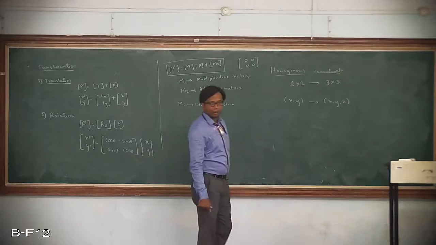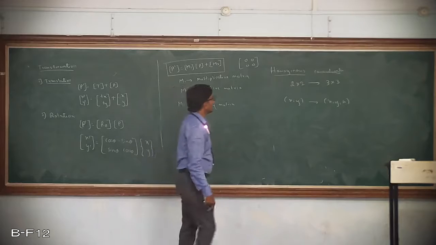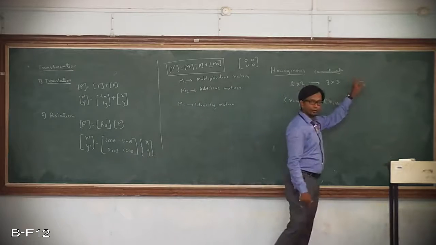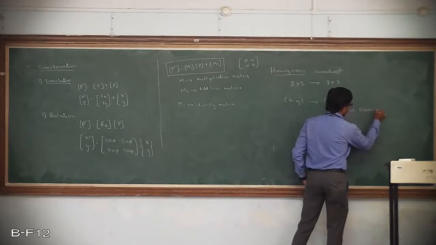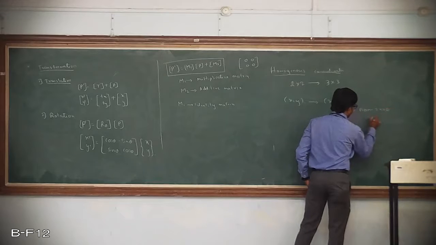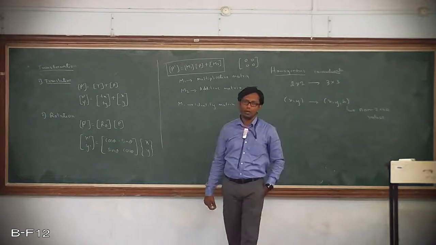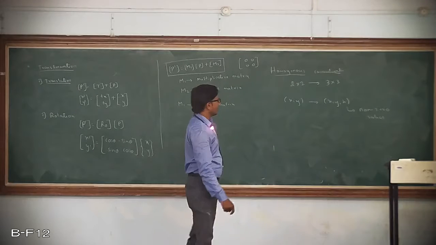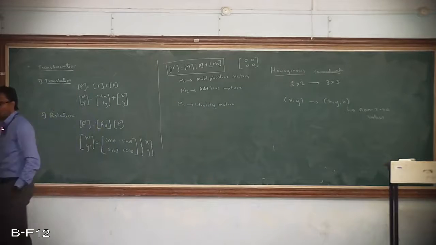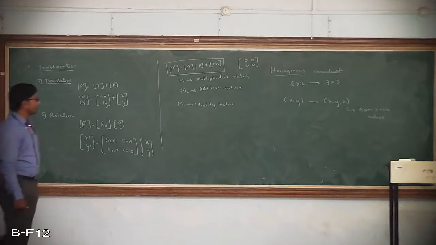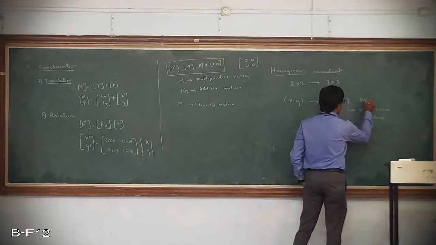X, y, h. H is nothing but a homogeneous coordinate. So h can have any non-zero values. Any non-zero values. It can be 1, 2, 3, 4. But for the easiness of the solutions, we will always take h equal to 1.